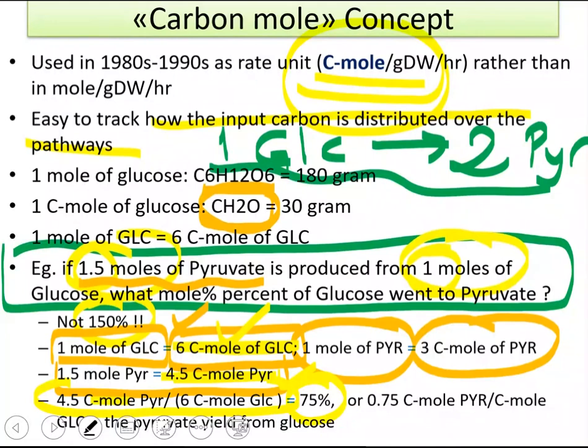By using the mole concept, you cannot easily say that, right? By checking these numbers here, you obtain 1.5 moles of pyruvate from 1 mole of glucose. So which percentage of glucose went to pyruvate? That's not easy to answer. But by using the carbon mole concept, you can easily calculate pyruvate yield from glucose. So because of this practicality, in the 70s, 80s, 90s, many researchers, when they applied metabolic flux analysis or flux balance analysis, they used the carbon mole concept.